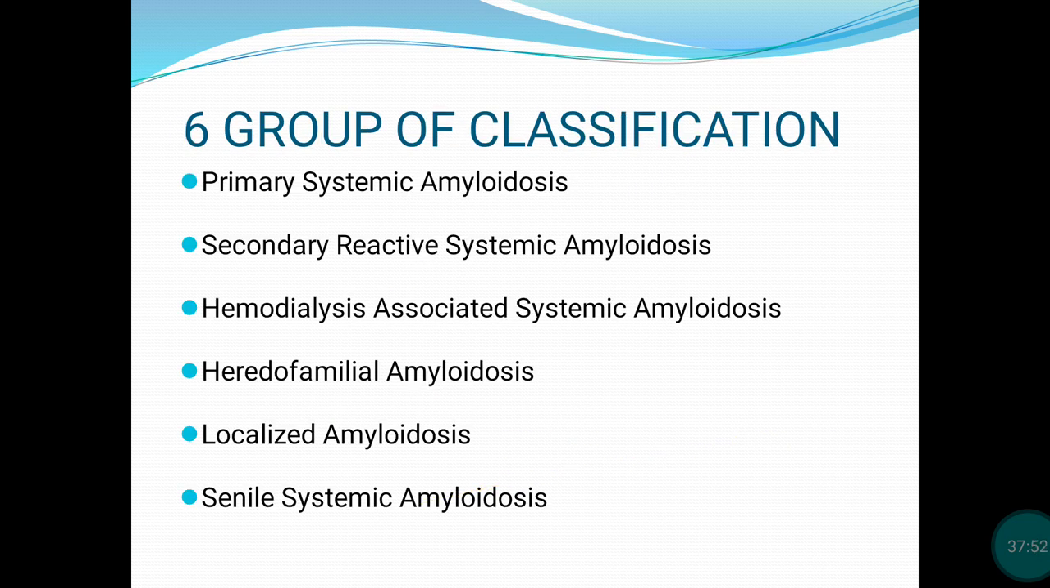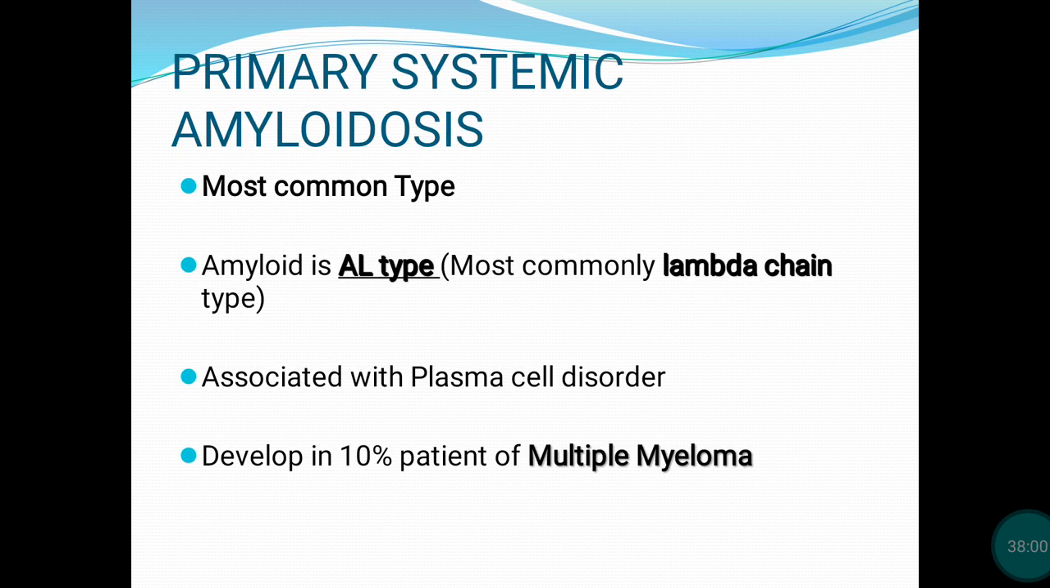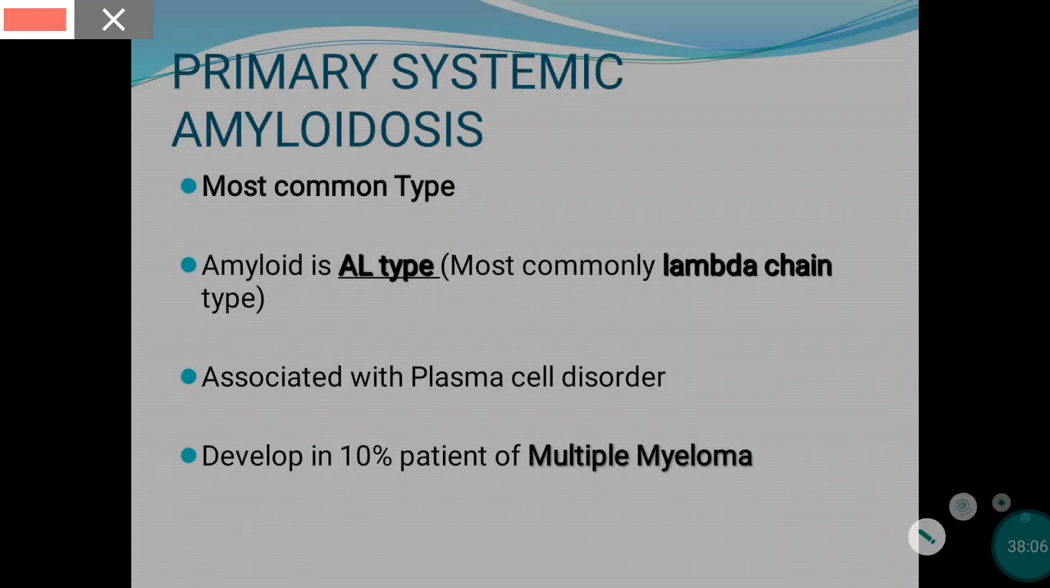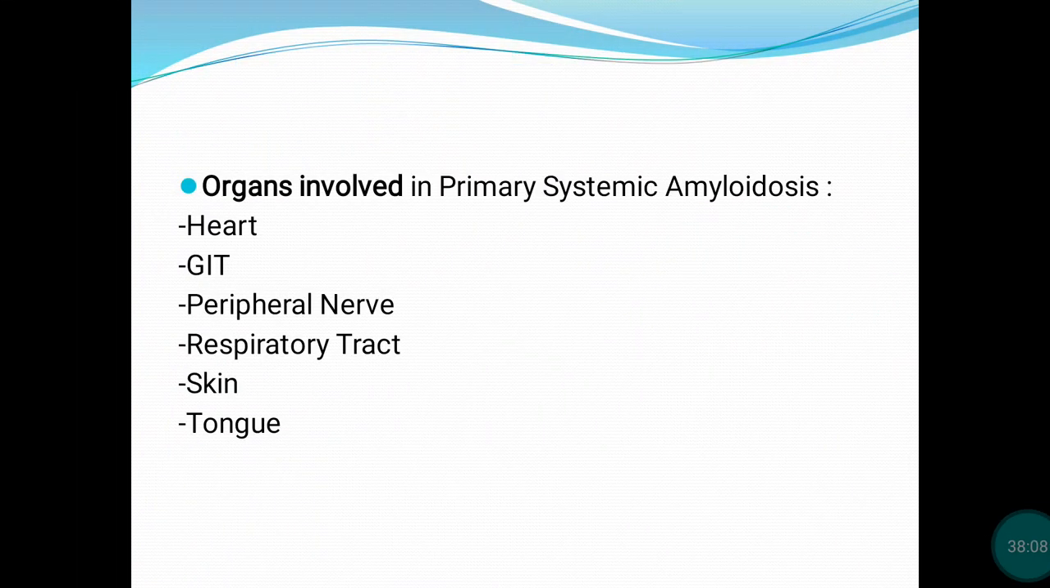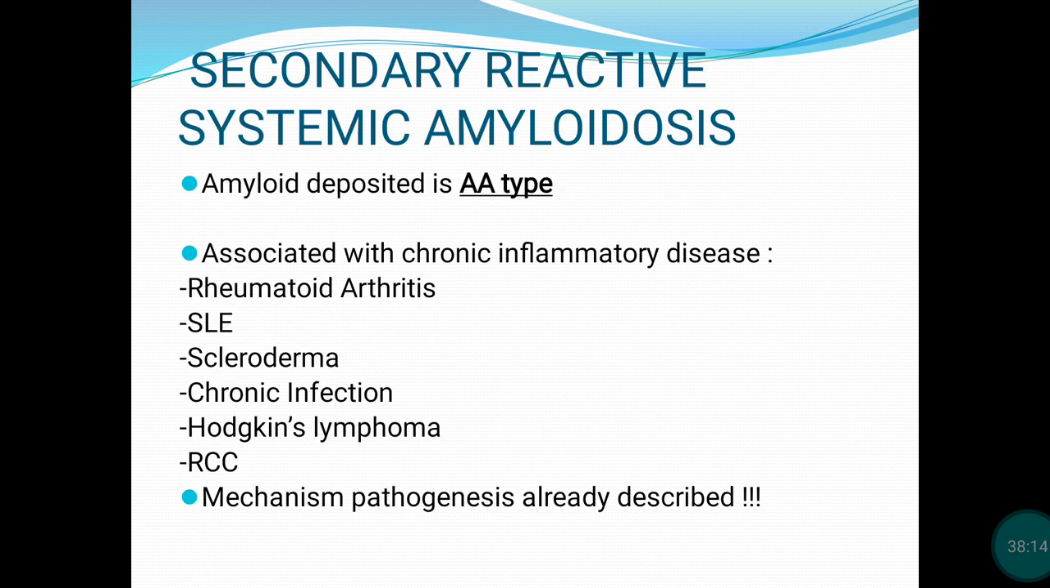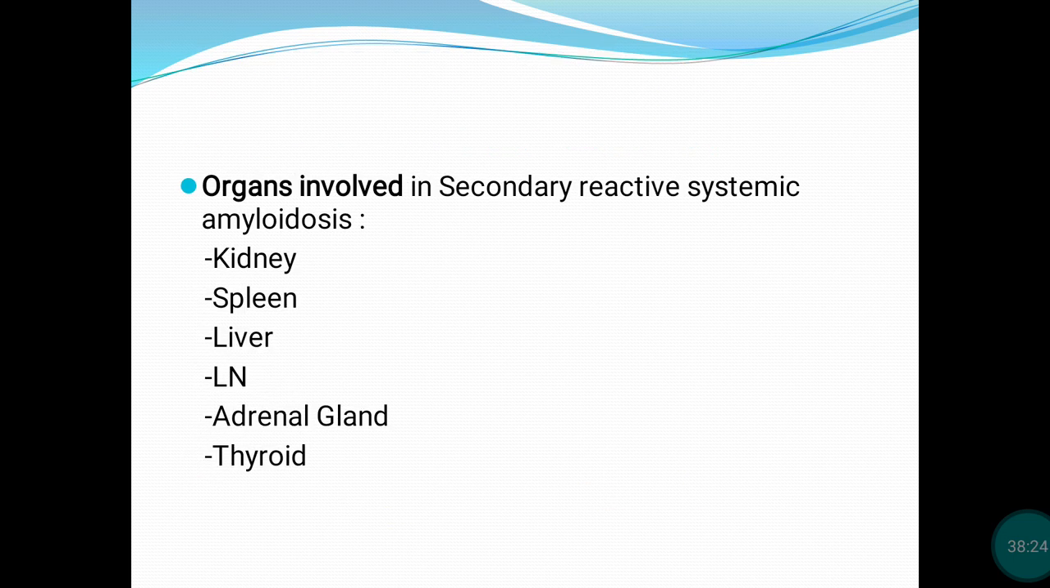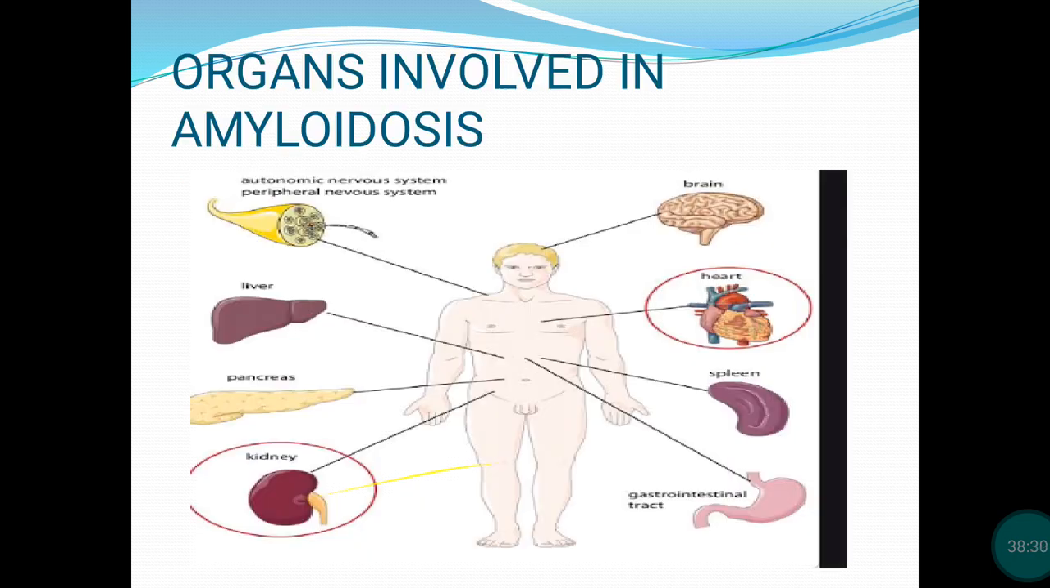There are six groups: primary systemic amyloidosis, secondary systemic amyloidosis, hemodialysis associated, heredofamilial, localized, and the senile. In the primary systemic amyloidosis, it is due to multiple myeloma, and the amyloid light chain is getting accumulated, particularly lambda type. Organs involved: heart, GIT, peripheral nerve, respiratory, skin, and tongue. In the secondary amyloidosis, the deposition is AA type. The associated chronic inflammation is rheumatoid arthritis, SLE, scleroderma, chronic infection, Hodgkin lymphoma, and renal cell carcinoma. Pathogenesis is already described. The organs involved are kidney, spleen, liver, lymph node, adrenal, and thyroid.